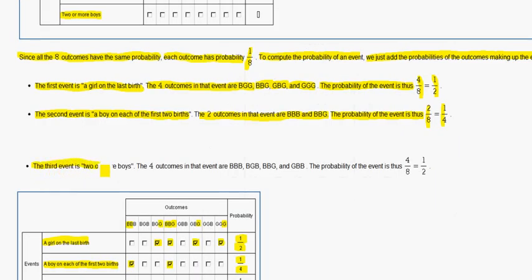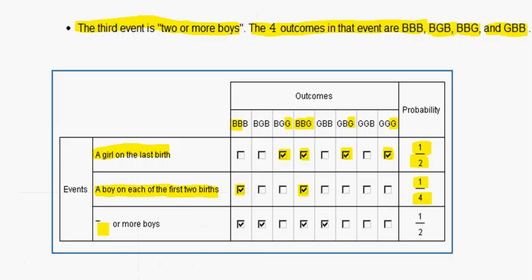The third event is 2 or more boys. The 4 outcomes in that event are BBB, BGB, BBG, and GBB. The probability of the event is thus 4 out of 8, or 1/2. So the probability of 2 or more boys, so we have 2 there, and 2 there, 2 there, and 2 there. So that's 4 out of 8, or 1/2 for the probability of 2 or more boys.